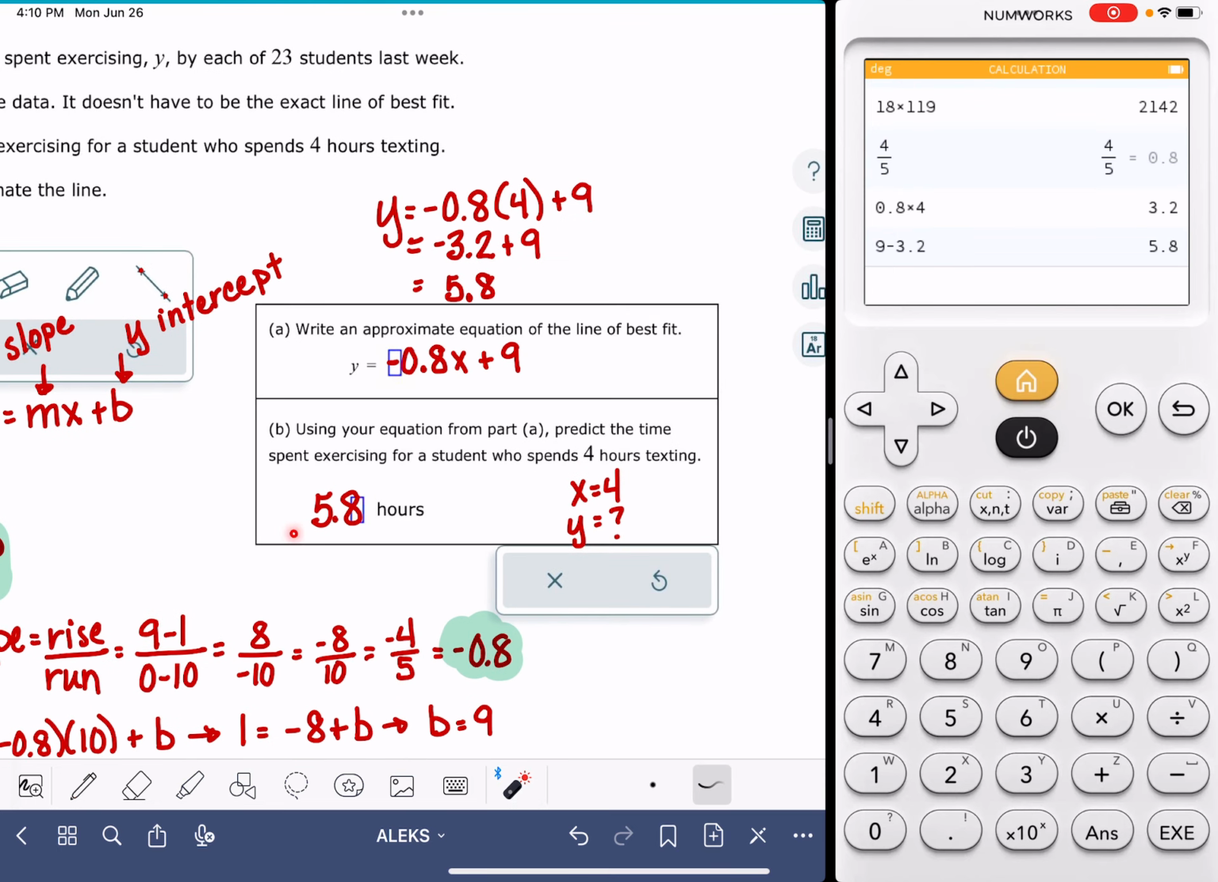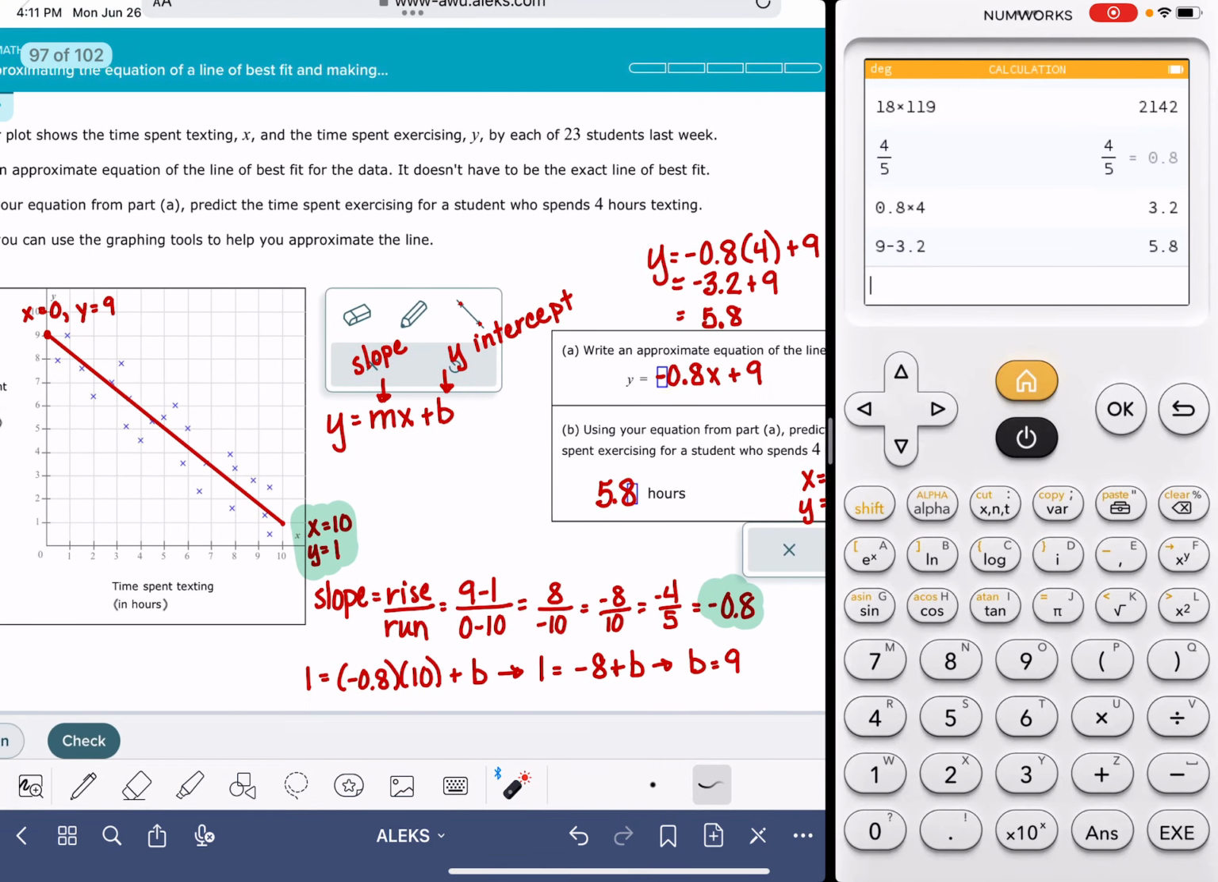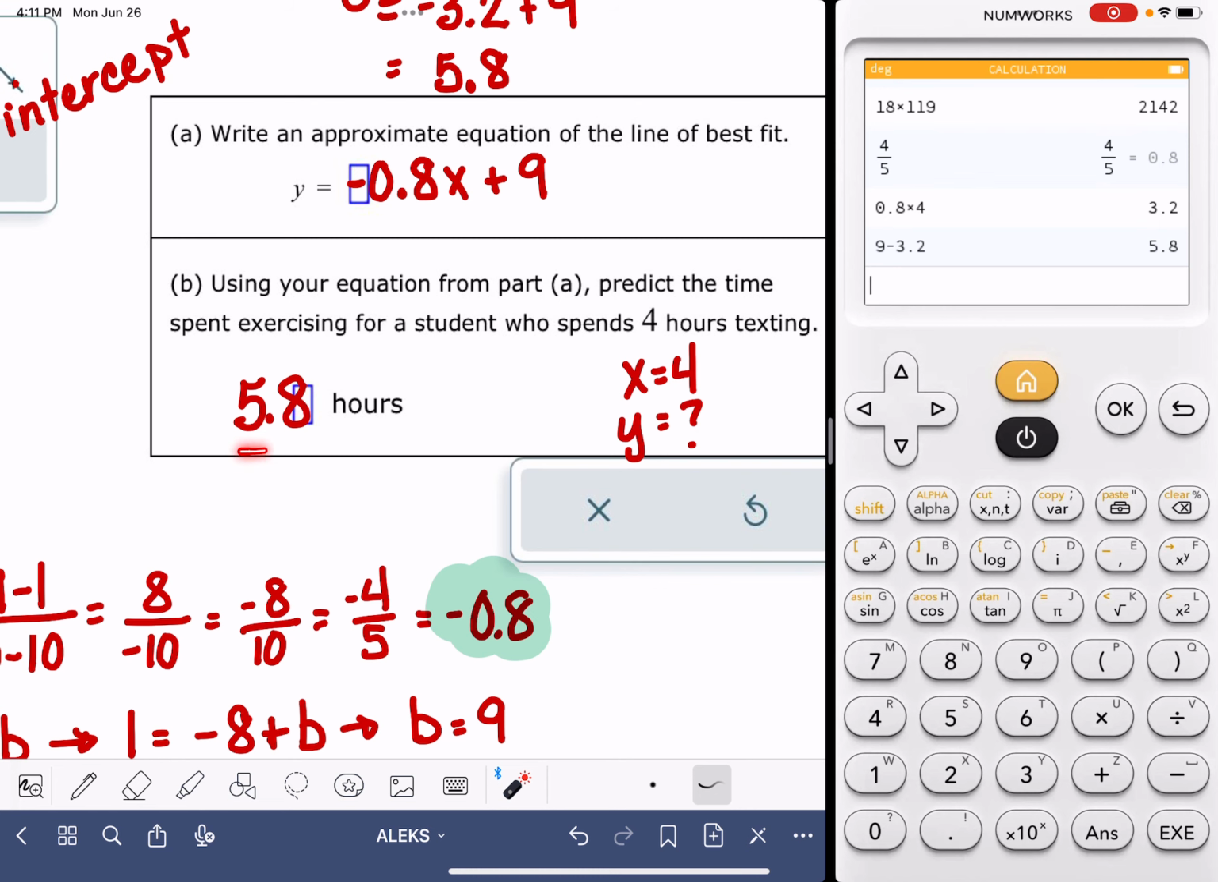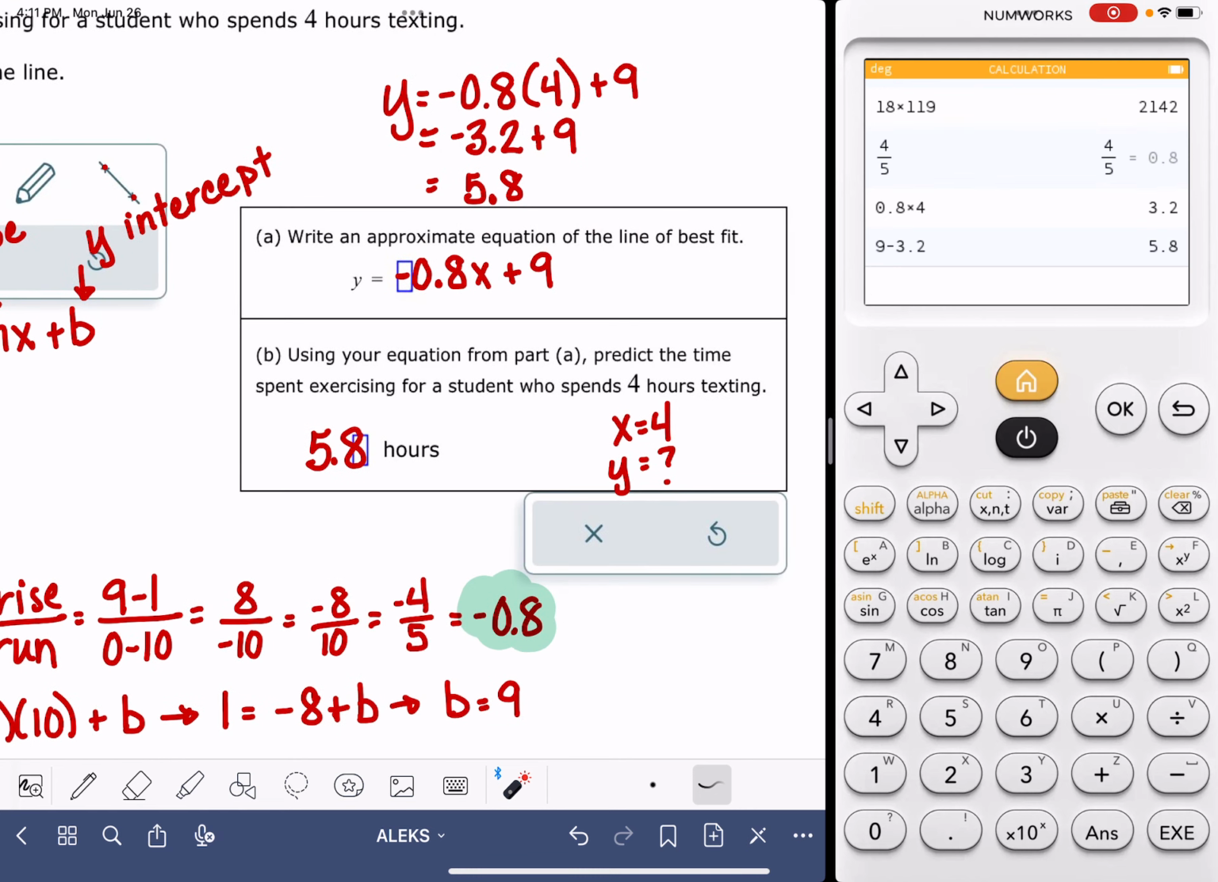Whatever answer you get, express it to as many decimal points as the calculator gives you, because it doesn't really say anything here about how many decimal places to use in your answer. So I say just use all of them.